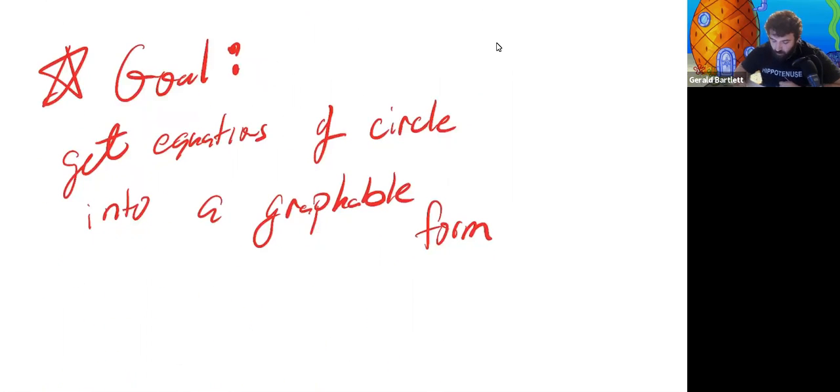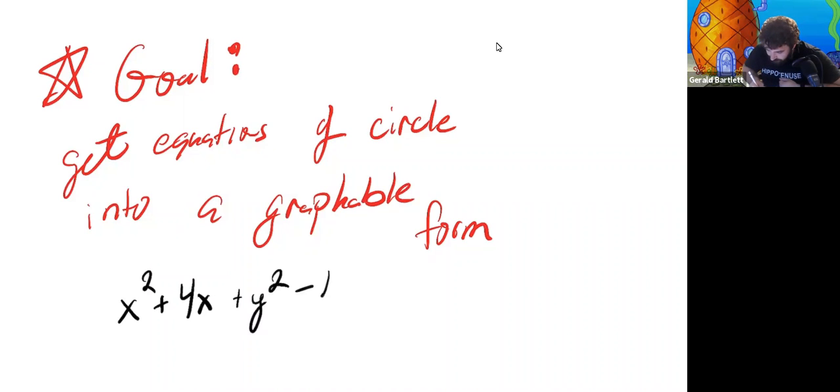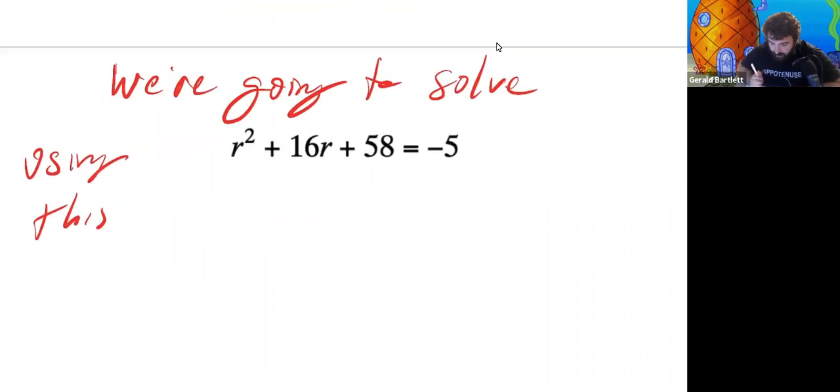Here's the big goal. We are going to get some equations that are going to look a little bit more diverse than what we had last week, where we were going to have something like x squared plus 4x plus y squared minus, let's go with 16y, and that's going to equal some number, we'll call it 28. And we're going to figure out how to graph this. A few things we're going to have to learn how to do this week. The first one is how to solve an equation that looks something like this. And we're going to be using this method called completing the square.